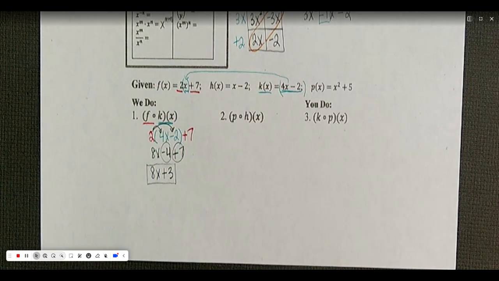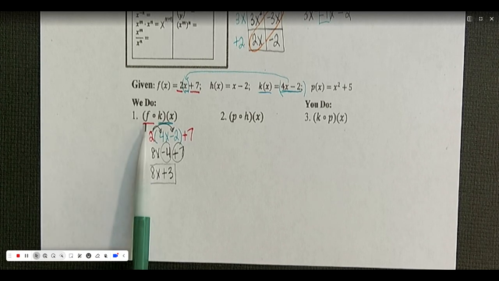And then looking at my simplified answer, it's not just a single x. So I could say that f of x and k of x are not inverses because they do not simplify to x.